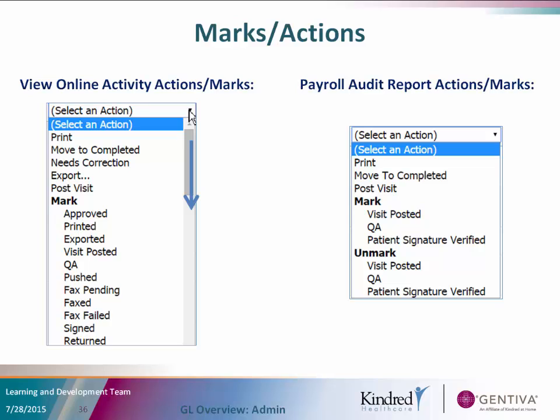The Select an Action menu options vary depending on the process you are working. For example, when the MCP is working on QA activities in the View Online Activity screen, the actions and marks will be different from those in the Payroll Audit Report.